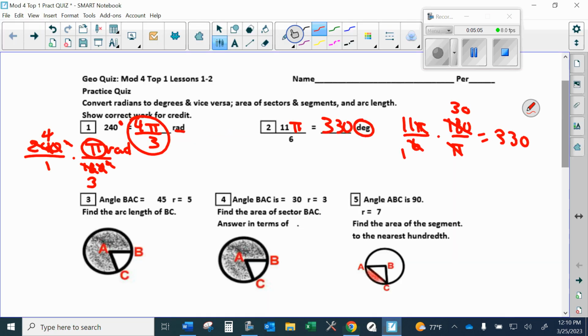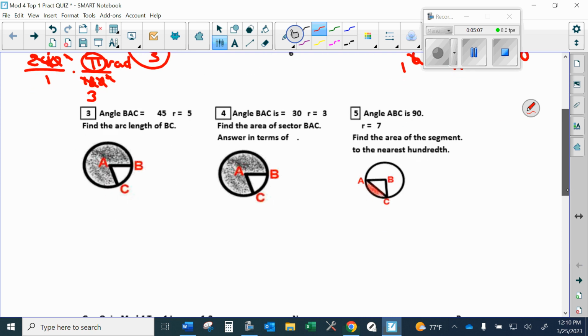Okay. All right, number 3. It says find the arc length of BC. Now you got to remember there's 2 BCs. It could have been this BC or this BC. Well, remember, as I've already told you in the videos, if they only give you 2 letters like this, it's always the minor arc. So therefore, it's always this green one. Remember, minor arc is between 0 and 180. A major arc is between 180 and 360.